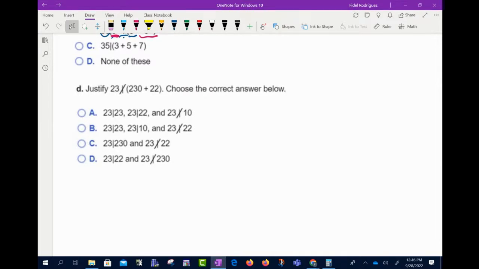Okay, part D says justify. Why does 23 not go into 230 plus 22? First question. Do y'all think 23 goes into 230? Yeah, it does, right? So I'm going to look for when does 23 go into 230. Right there. Does 23 go nice and pretty into 22? No, it doesn't, because 22 is too small. And look, it doesn't go into 22. So my choice here, y'all, would be C.